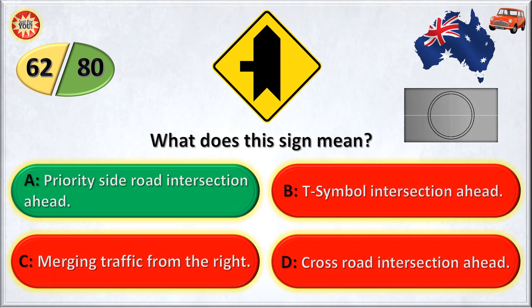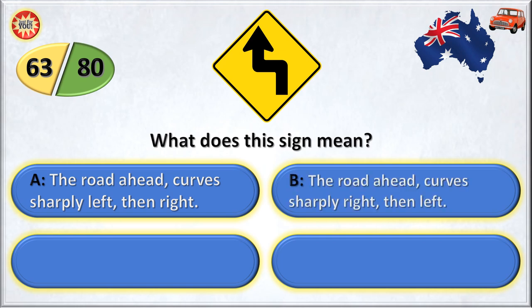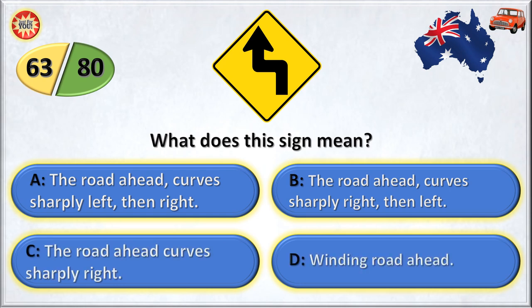Priority side road intersection ahead. What does this sign mean? The road ahead curves sharply left, then right. The road ahead curves sharply right, then left. The road ahead curves sharply right. Winding road ahead.